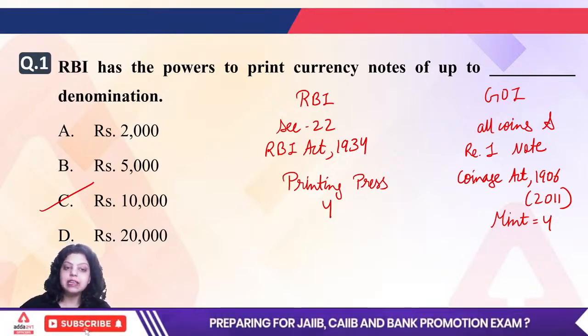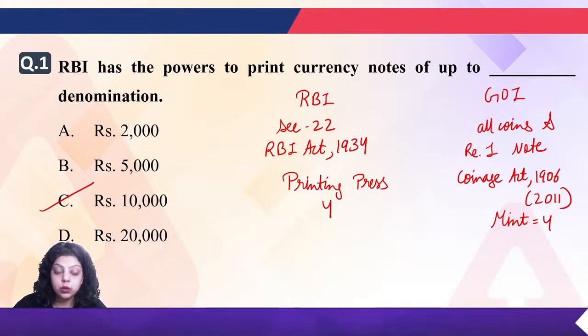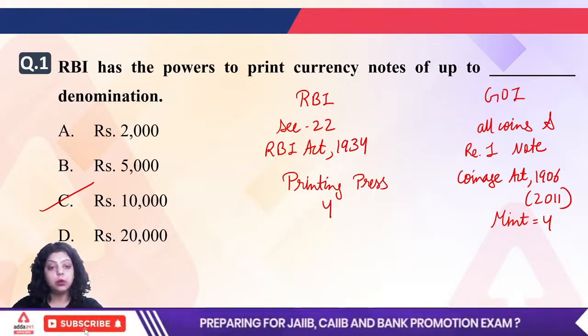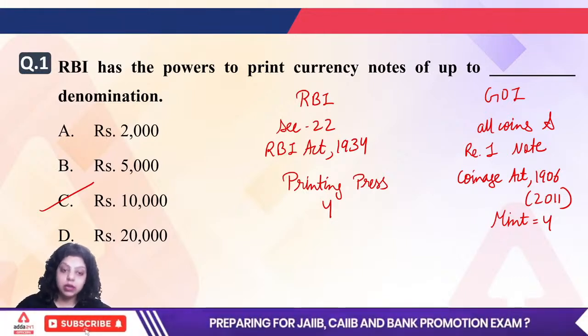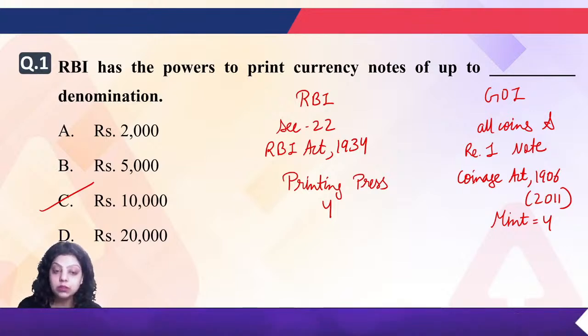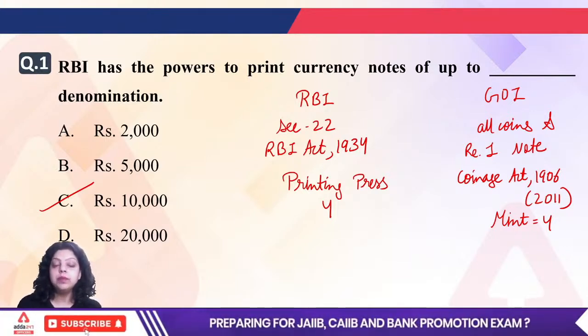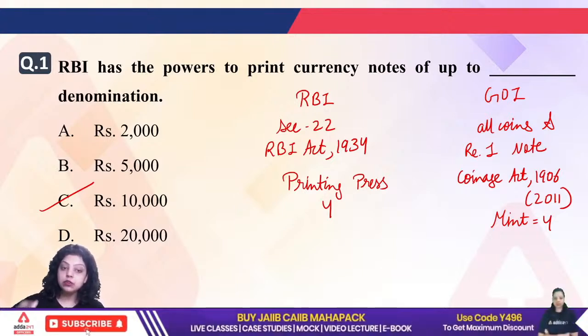Okay, so the right answer will be your C option, that is 10,000 rupee. RBI has issued the 10,000 rupee note 2 times, and both times it was demonetized by the government. So the 10,000 rupee note was printed in India 2 times, but both times it was demonetized by the Government of India. What is demonetization of the currency? When the Government of India stops or bans the legal tender of any currency.